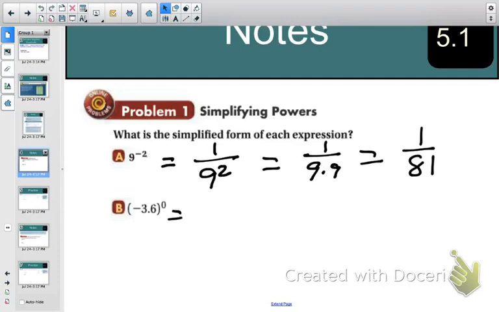Okay, this one is a 0 exponent, so that should just be 1. Negative 3.6 to the 0 is 1. It's not negative 1 because the negative is inside the parentheses. So it's just 1.